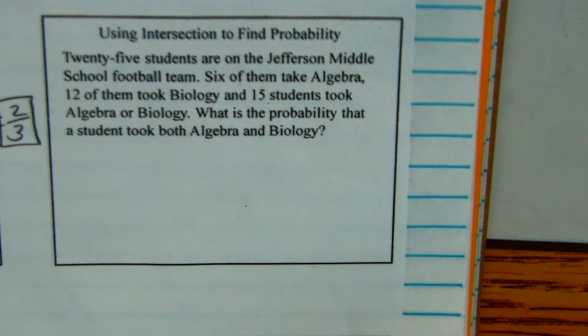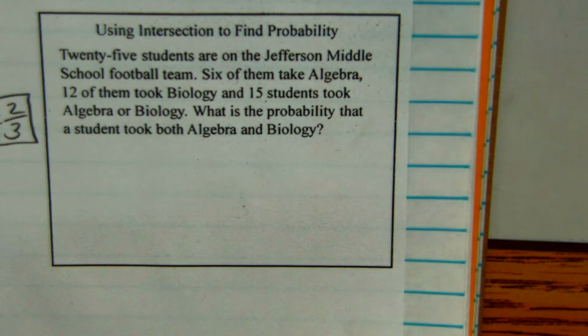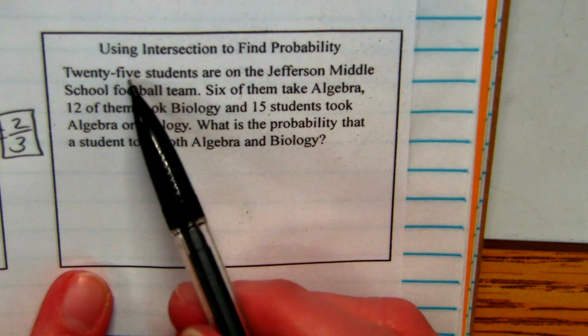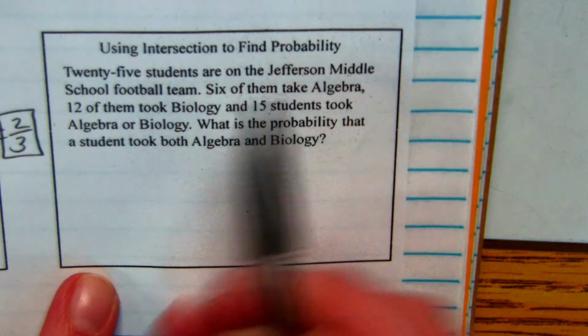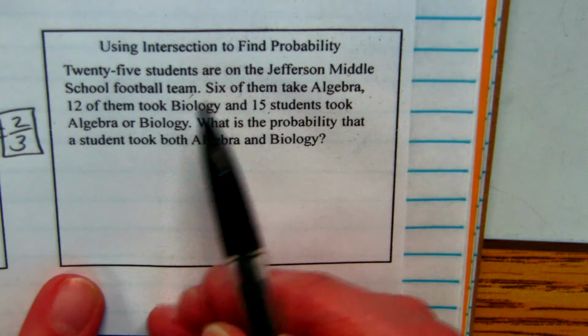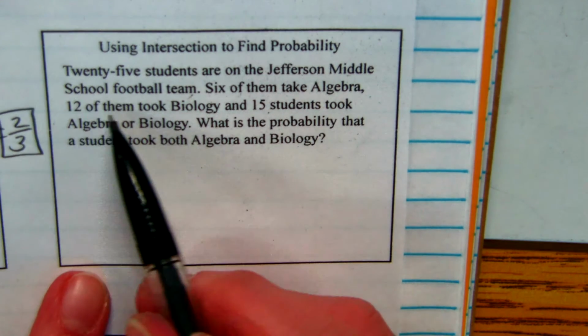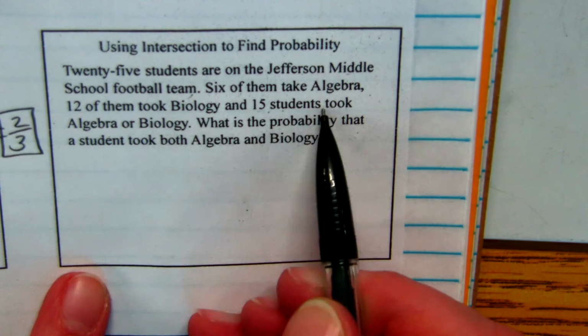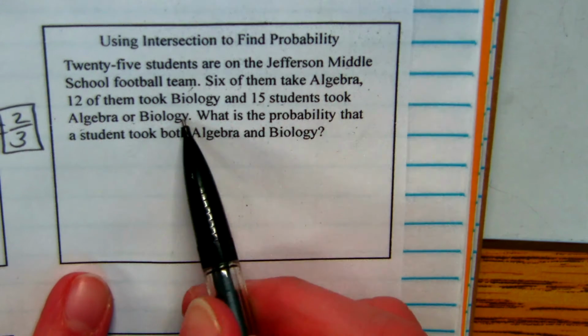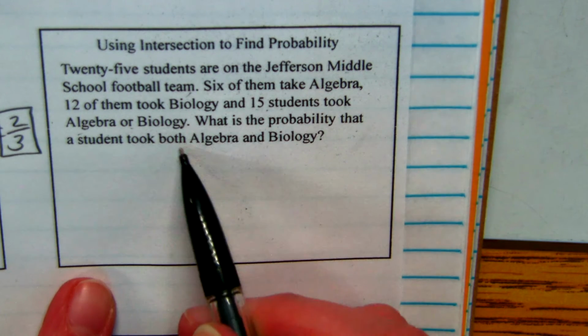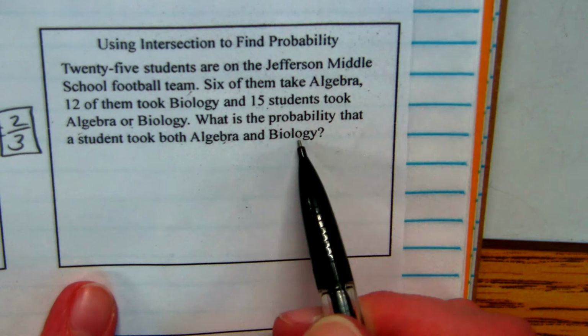All right, so let's look at the next one. This one's a little longer. 25 students are on the Jefferson Middle School football team. 6 of them take algebra, 12 of them take biology, 15 students took algebra or biology. What is the probability that a student took both algebra and biology?